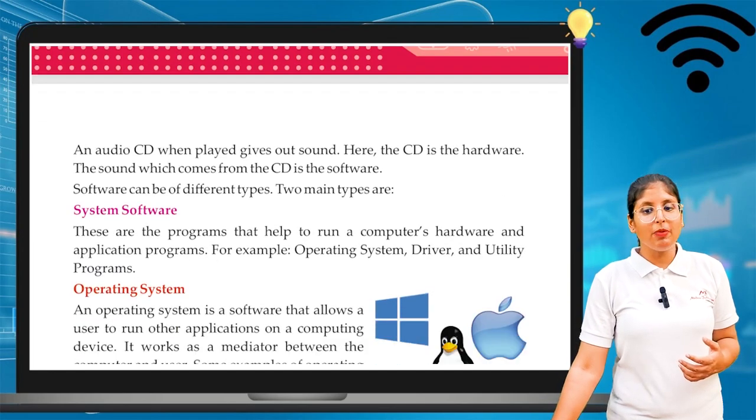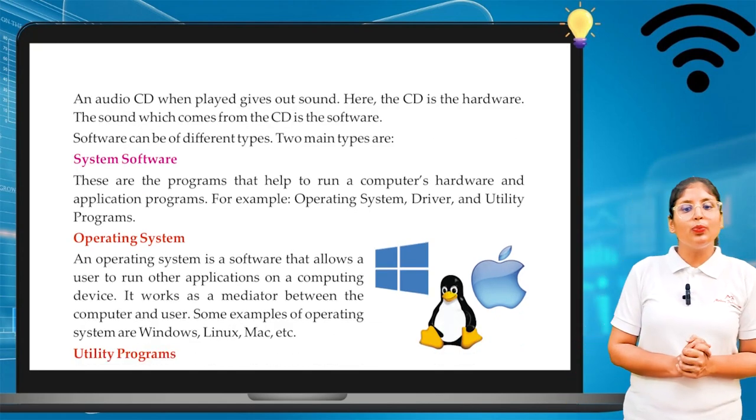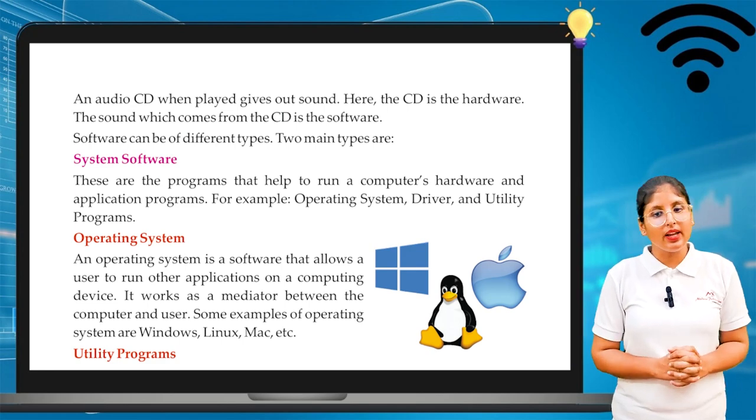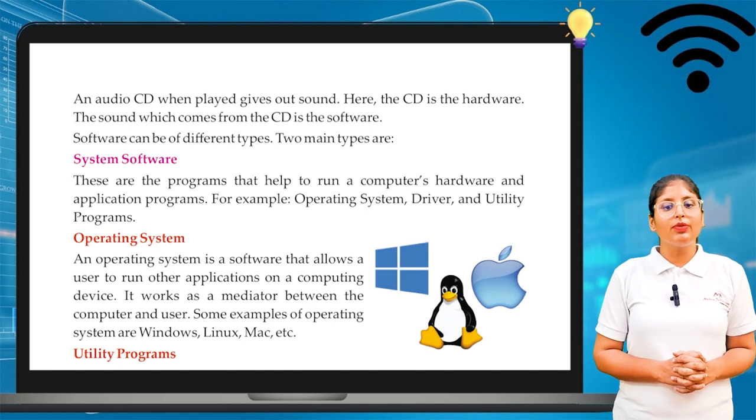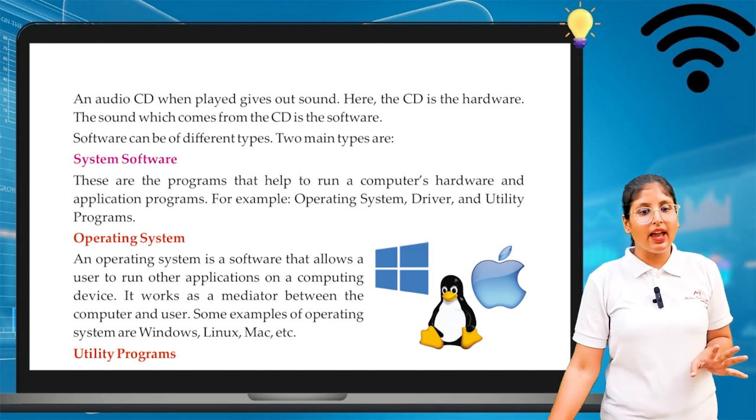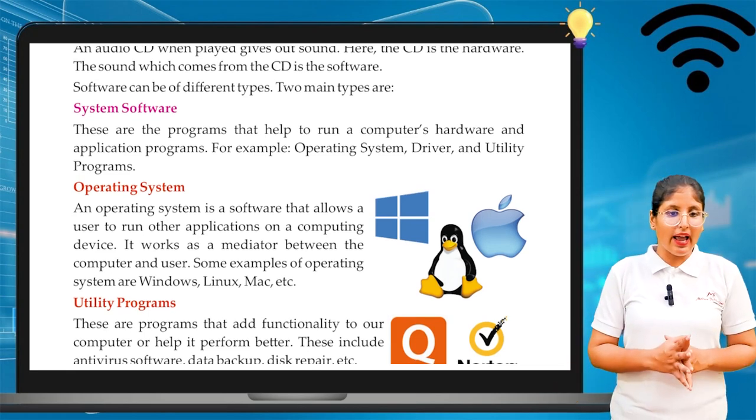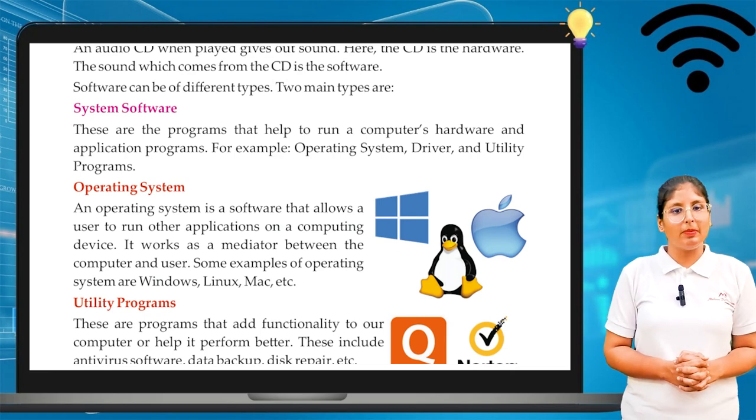With the help of software, we are able to do many things. For example, an audio CD when played gives us sound. Here the CD is hardware. The sound which comes from the CD is called software. Software can be of two types: system software and operating software. What are these software all about? Let's see one by one.